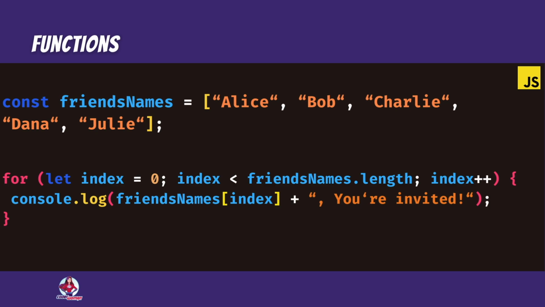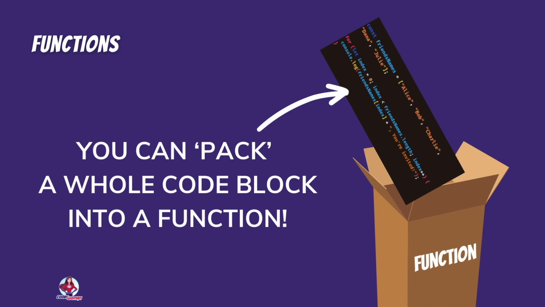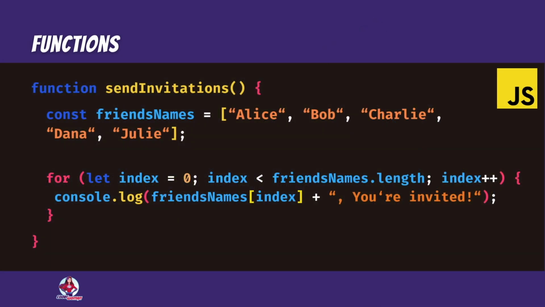Imagine you're organizing a party and you need to send invitations. Last time we used a loop to send invitations to multiple people. With a function, we can pack this loop inside a box and reuse it whenever needed without rewriting the same code again. Think of it as creating a mini program. You can create a function to do some jobs from A to Z.